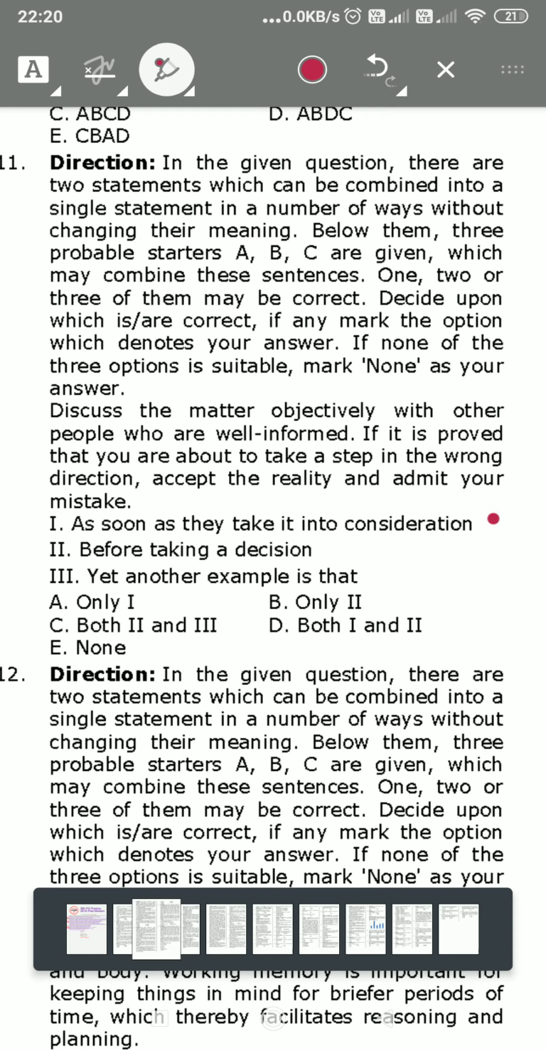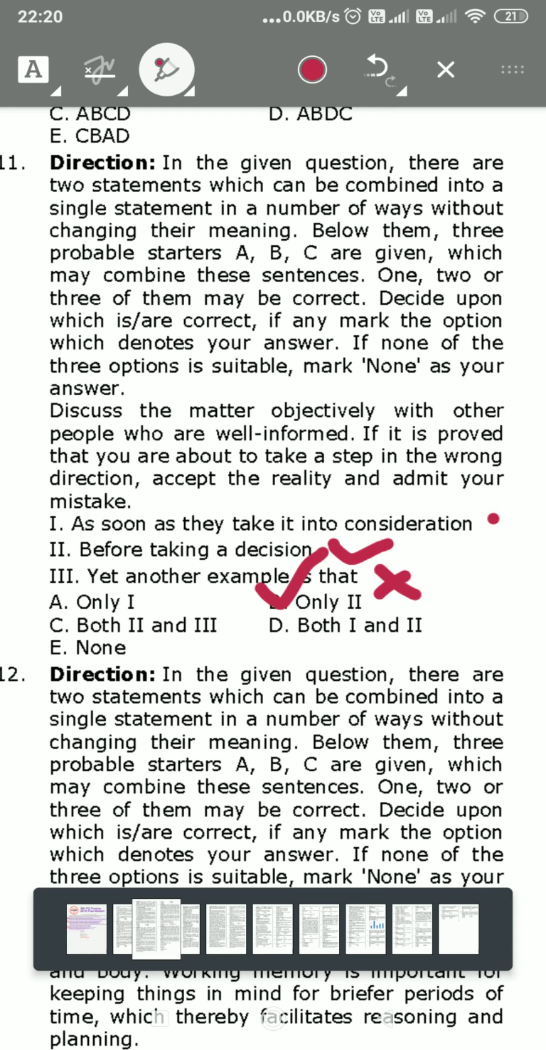Okay, before taking a decision, discuss the matter objectively with other people who are well informed. If it is proved, so it sounds logically correct to me. Yet another example is that discuss the matter objectively. No, it doesn't sound correct to me. So I feel like only 2 is the correct answer. I hope you got the idea, right?